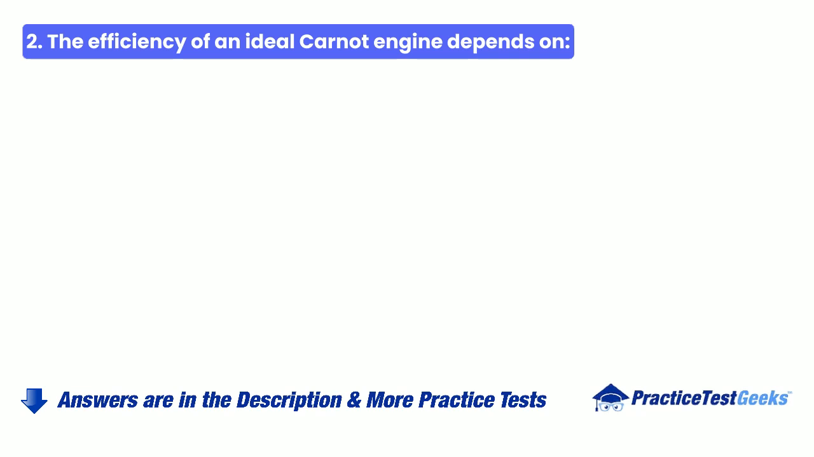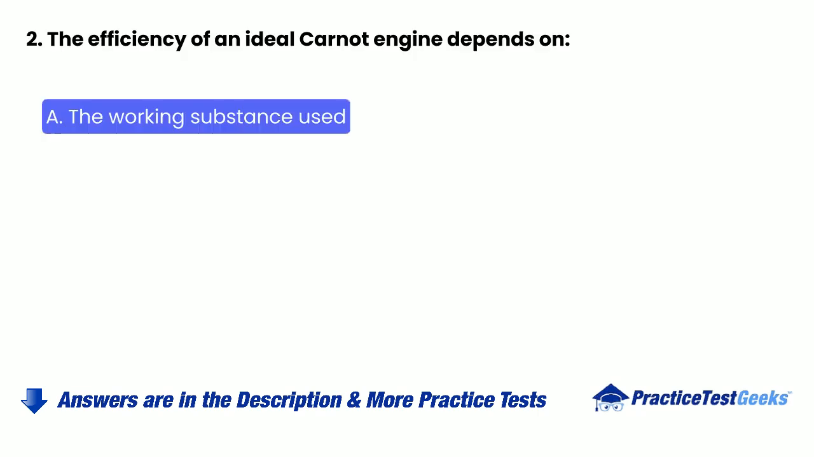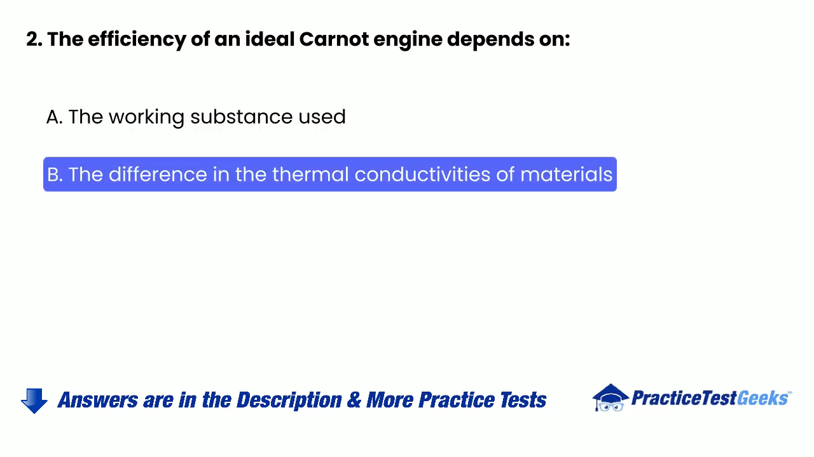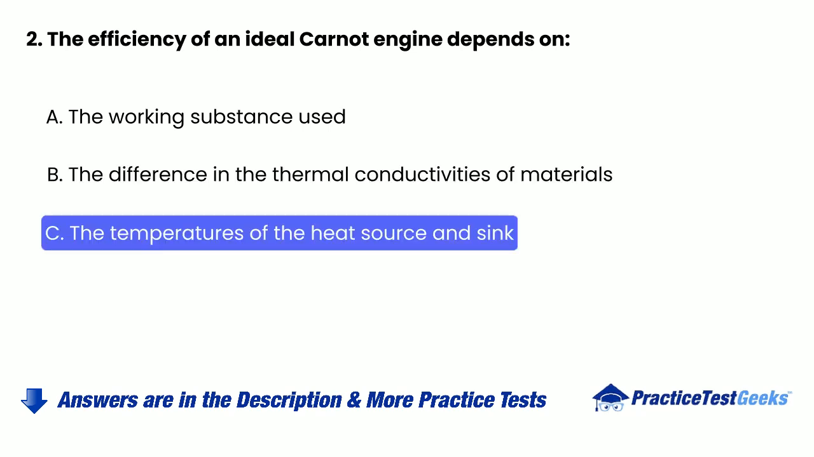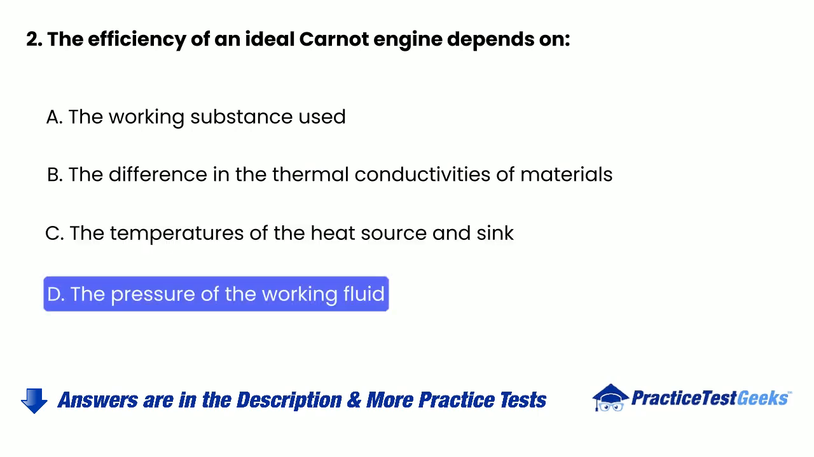2. The efficiency of an ideal Carnot engine depends on A. The working substance used. B. The difference in the thermal conductivities of materials. C. The temperatures of the heat source and sink. D. The pressure of the working fluid.